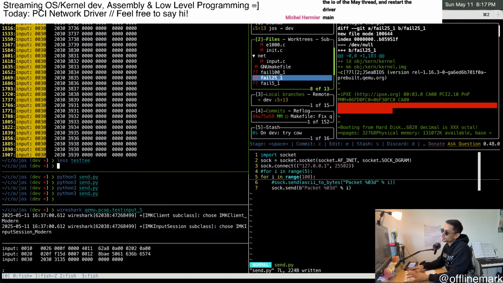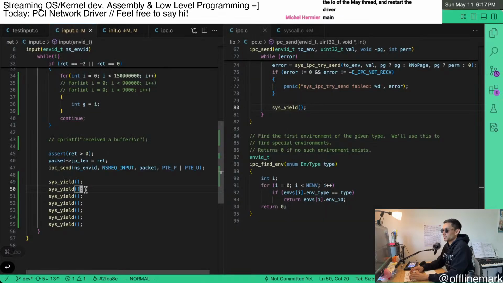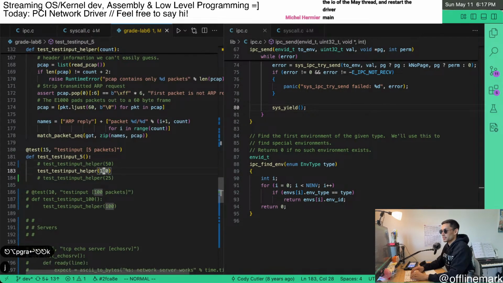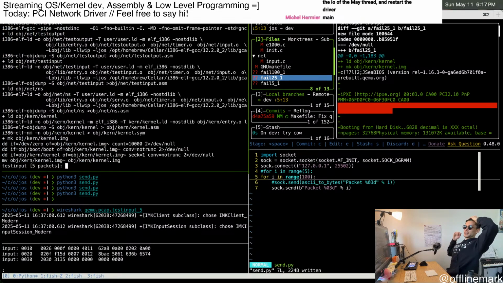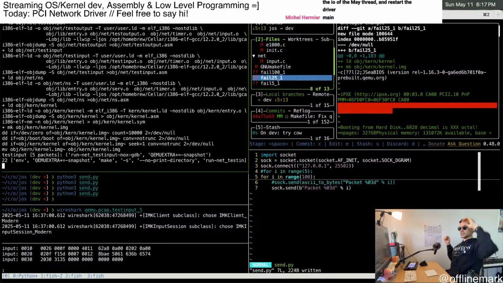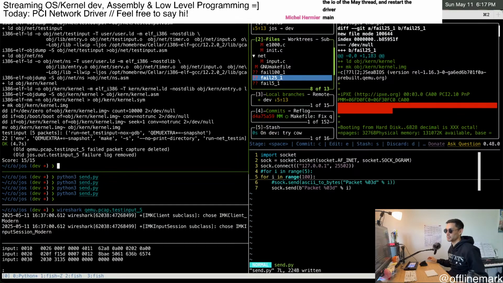So with this in place, I think we can just run the test again. We can just run the grading script again. So this is 100 packets, grade lab 6. Let's just see if it works. It worked once.